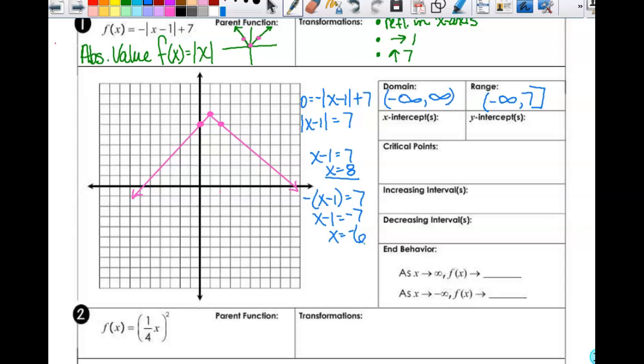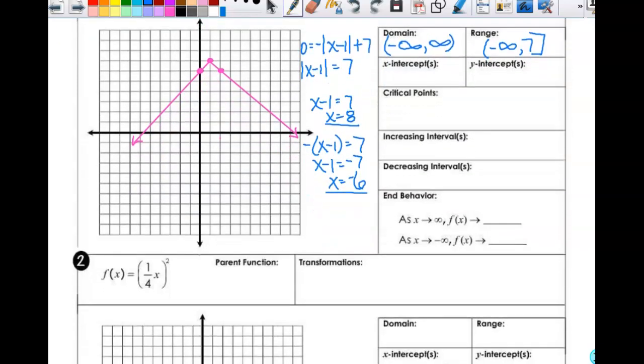All right, so then it says x-intercepts. Do I write them with the little curly brackets or are they ordered pairs? Ordered pairs. Intercepts are ordered pairs. So my x-intercepts are negative 6, 0 and 8, 0. And you can see if I guessed off my graph, I'd be way off because this is over 9.